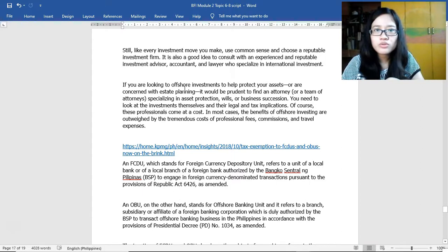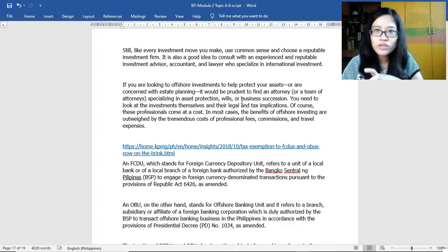Okay, if you are looking to offshore investments to help protect your assets or are concerned with estate planning, it would be prudent to find an attorney or a team of attorneys specializing in asset protection, wills, or business succession. Yes, don't do it yourself, alright?